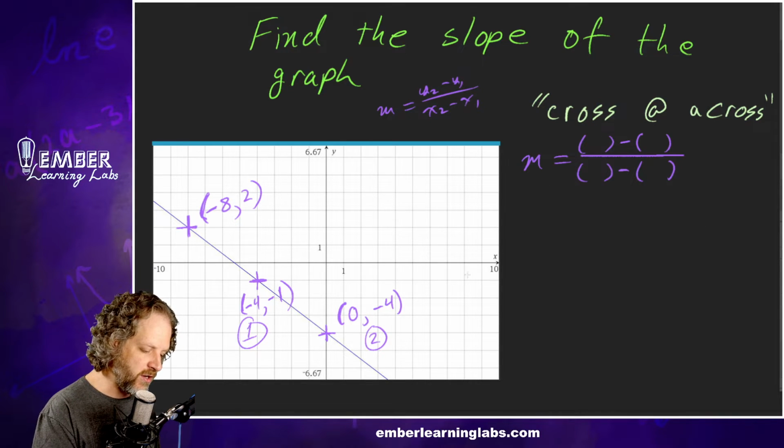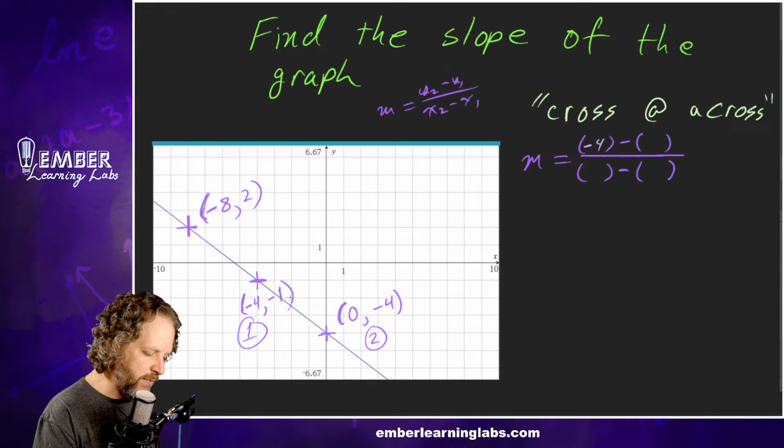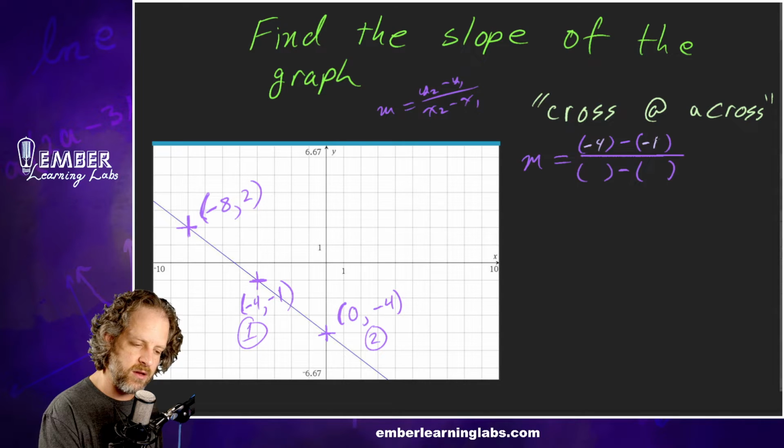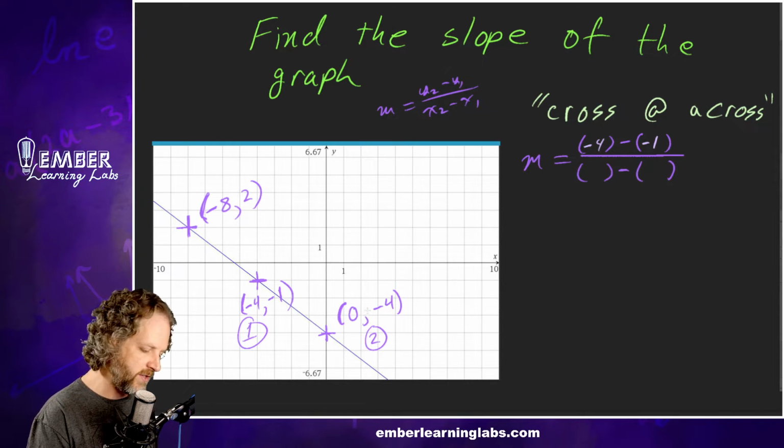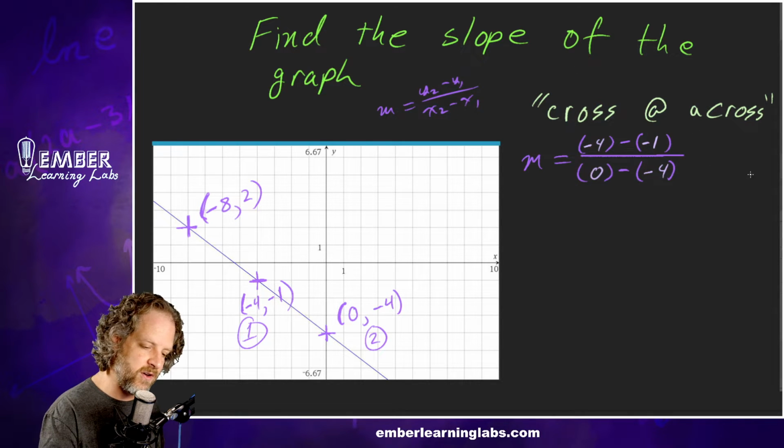So we're going to plug in y2. So that would be the y from this one. Points go x, y, always, right? So we're going to plug in -4. And then y1, that would be the y from the first point. So that's -1, right? -1. Then we're going to go down here and plug in x2, right? So that would be the x from the second point. So we're going to plug in a 0. And then we're going to plug in x1, which is the x from the first point. So it's -4.